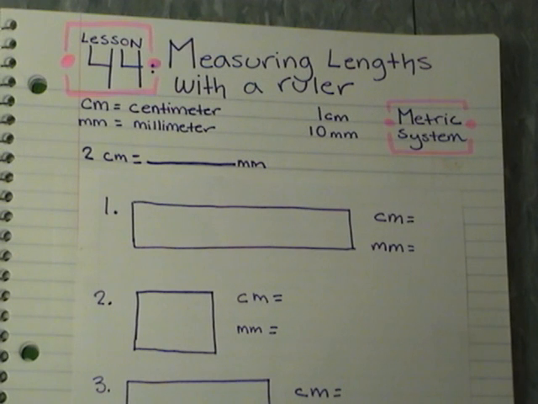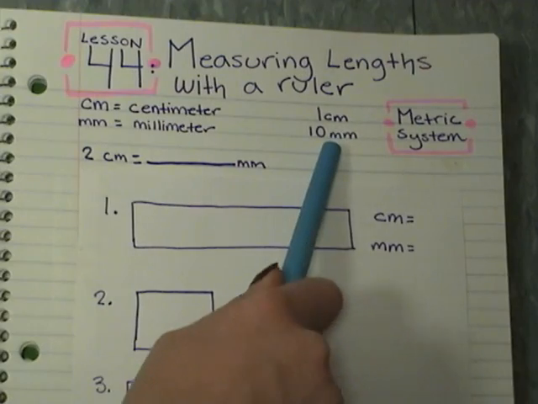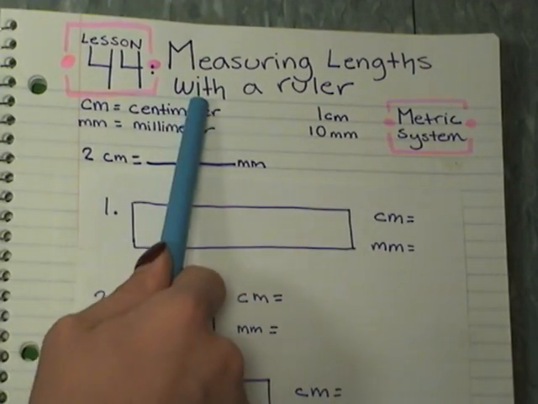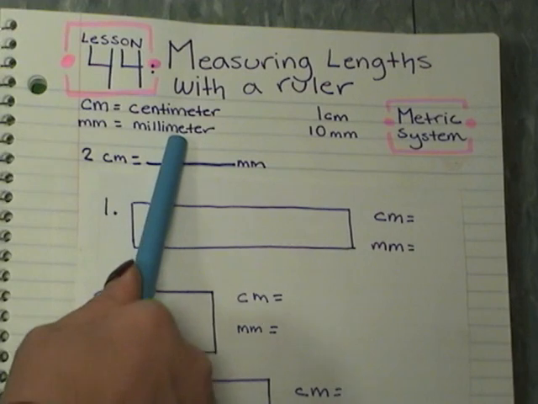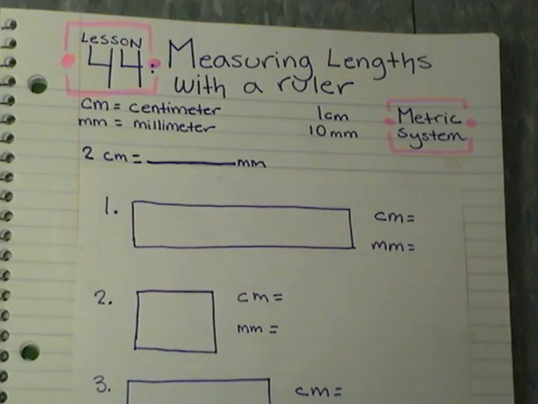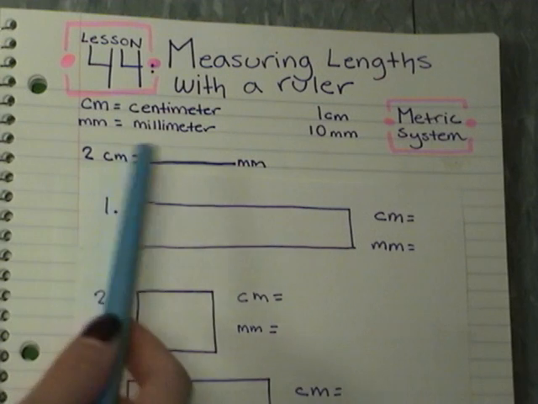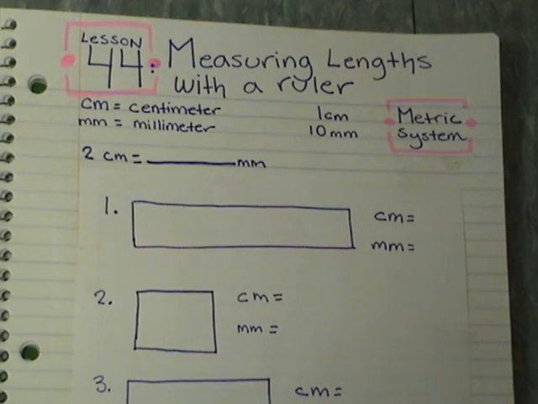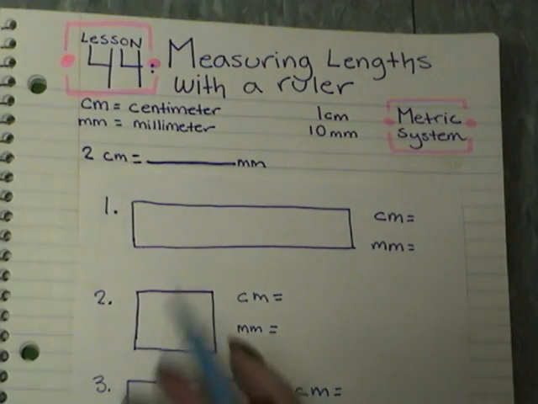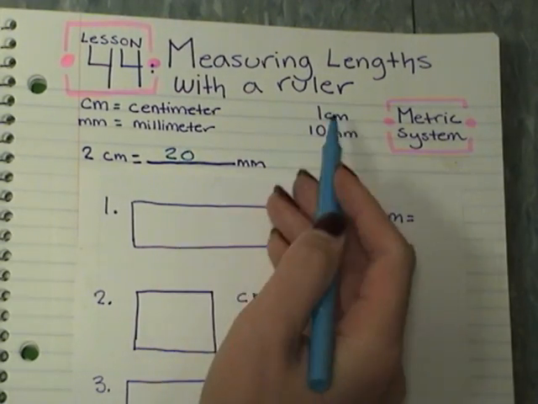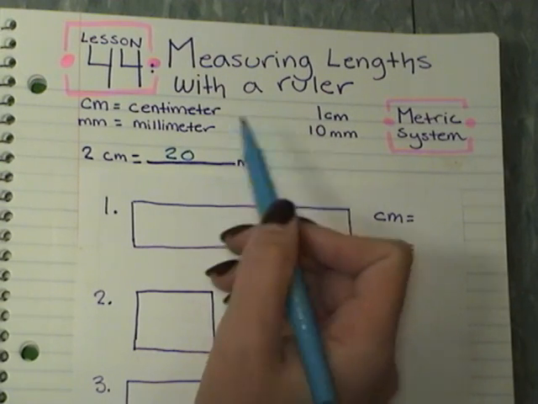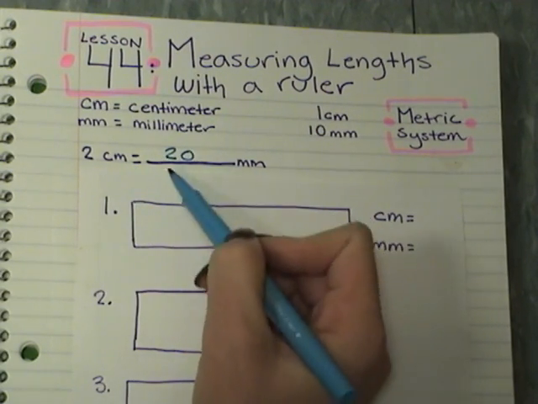Okay, so if you look at the top, we are talking first about the metric system, and the metric system uses a base of 10. So 1 centimeter is going to equal 10 millimeters. So cm stands for centimeter and mm stands for millimeters. So if we had 2 centimeters, how many millimeters would we have? And if you answered 20, you are correct. Because if I have 1 centimeter, that equals 10 millimeters. If I have 2 centimeters, then I have 20 millimeters.